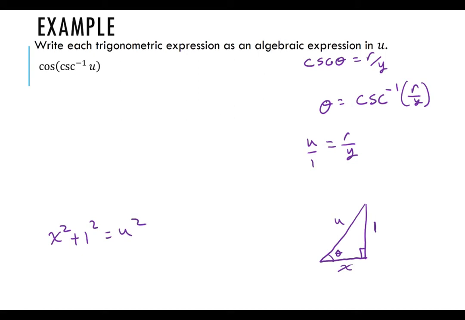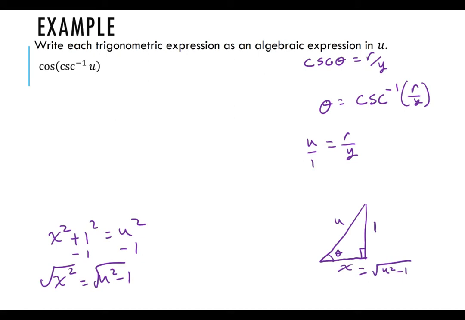And since I really want to figure out what this x is in terms of u, I'm going to solve for x squared, so minus 1, because 1 squared is 1. x squared is equal to u squared minus 1. Take the square root of both sides. At this point, now I know that x is really the same thing as the square root of u squared minus 1.